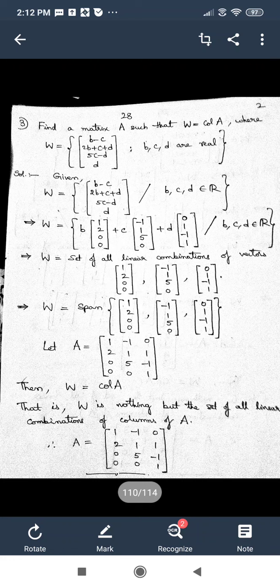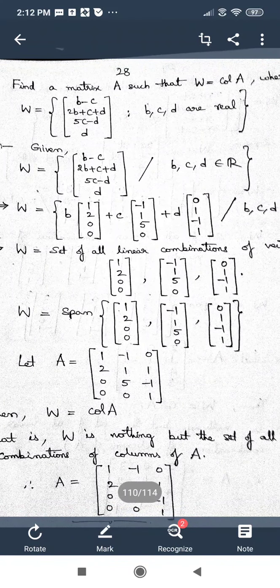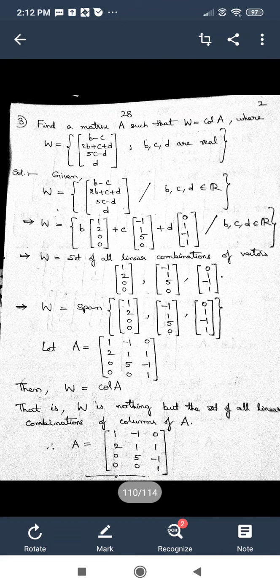Now the question is: find a matrix A such that W is equal to Col A, where W is the set consisting of the column vectors with the entries b minus c, 2b plus c plus d, 5c minus d, d. That means W consists of all the 4 by 1 column vectors of this form, where b, c, d are real numbers. Now let us solve this problem.